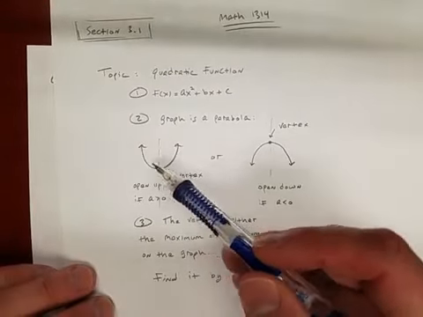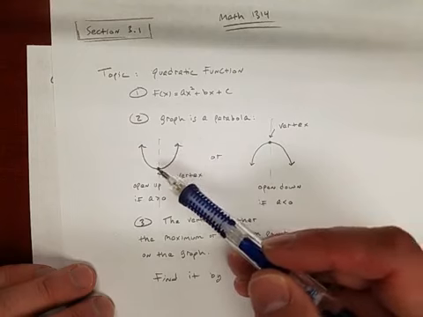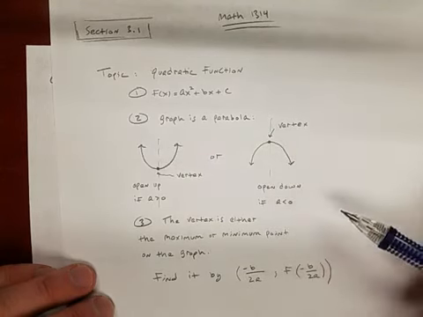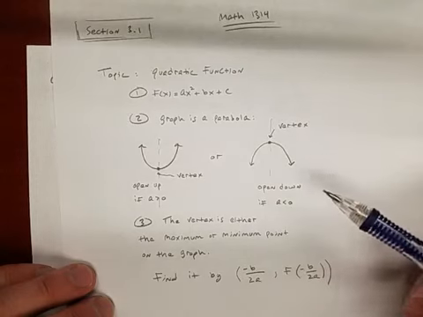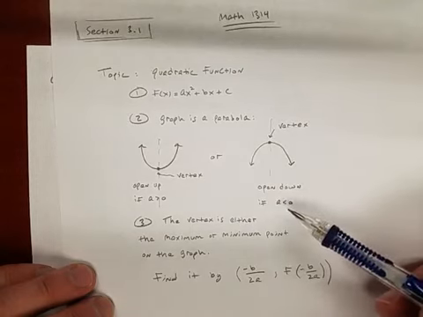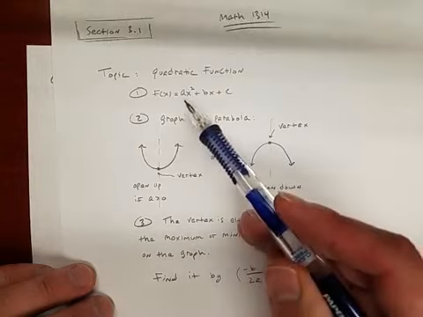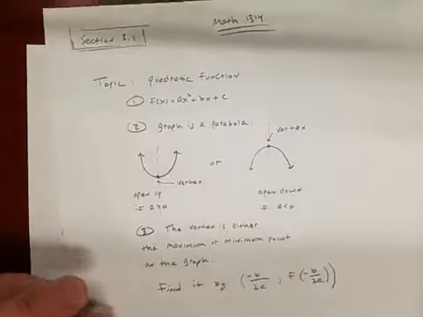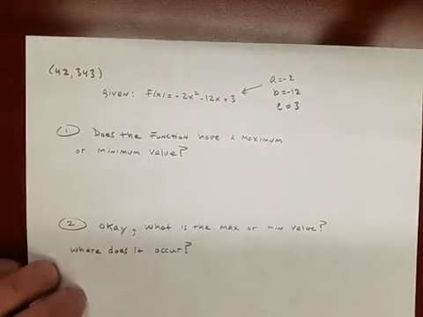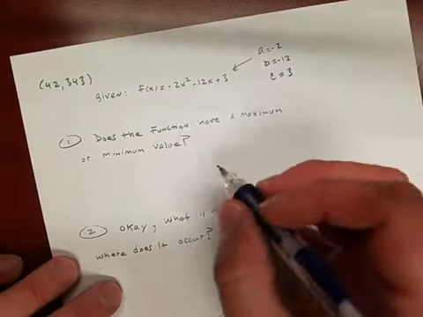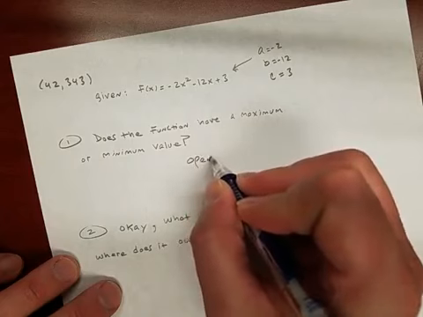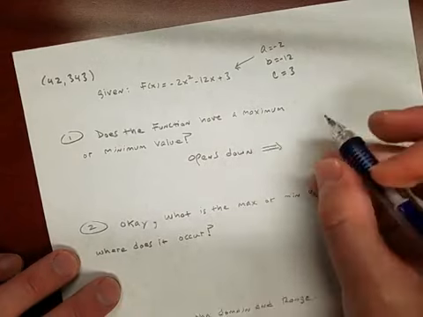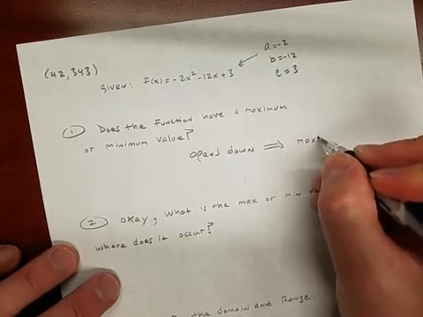Well, if it opens up, it has to have a minimum. If it opens down, maximum. And what does that one do? It opens down if a is negative. If that multiplying number for the x squared is negative, it opens down. Well, that's what we have this time. So I can tell that it opens down, and so in that case, it has a maximum.